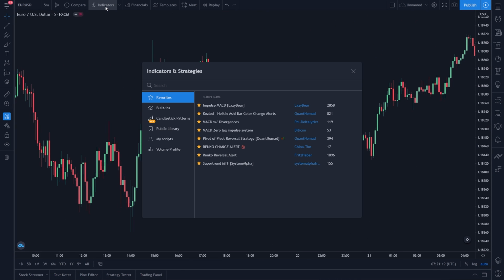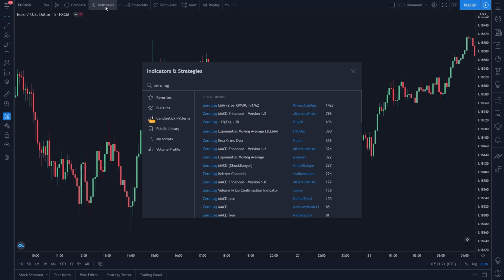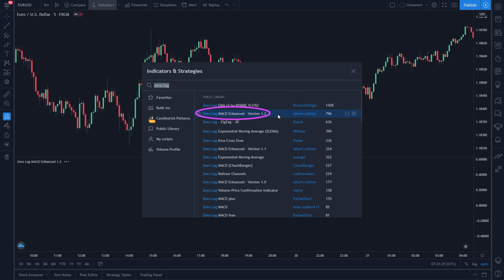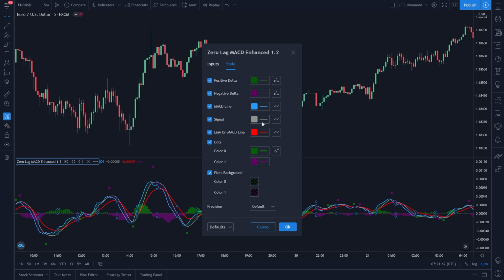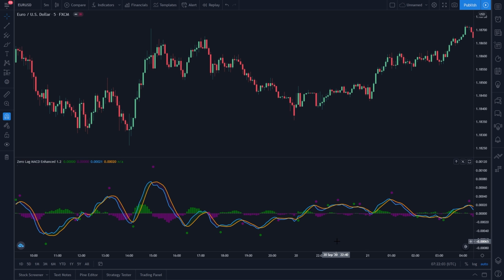If you type zero lag MACD on TradingView, you'll get a couple of results. I prefer using this one, enhanced version 1.2. Here, you can see that it's a bit different from a classic MACD. The dark colors make it very hard to read, so I'm going to change the colors to make it easier to read. And I'll also disable this, EMA on MACD line, because we don't really need this in the backtest.